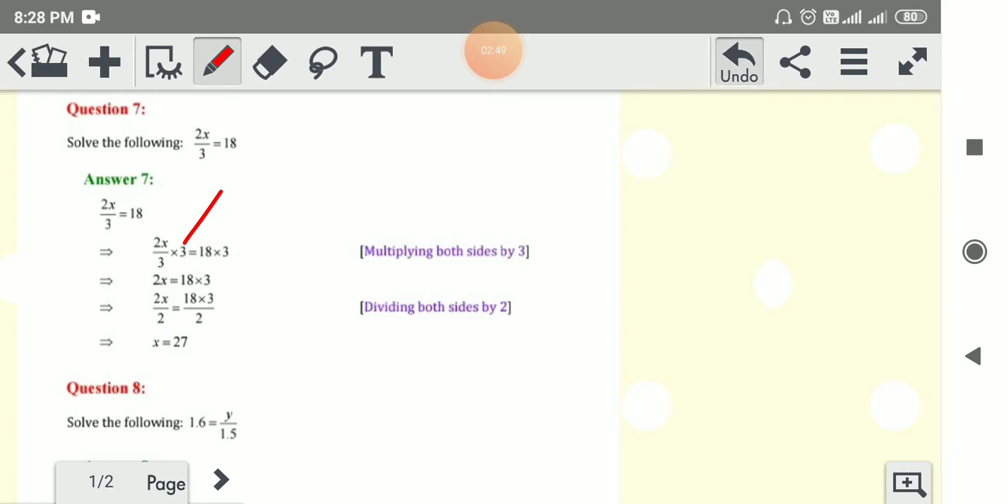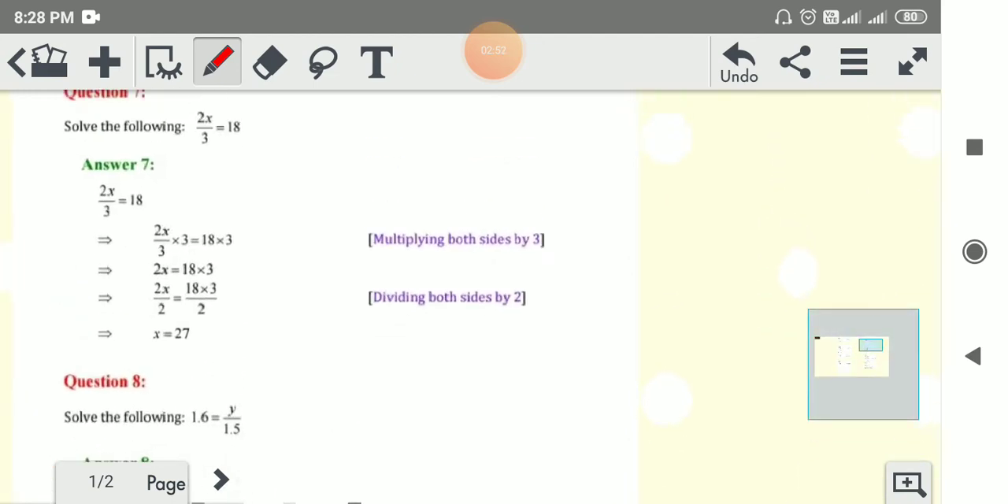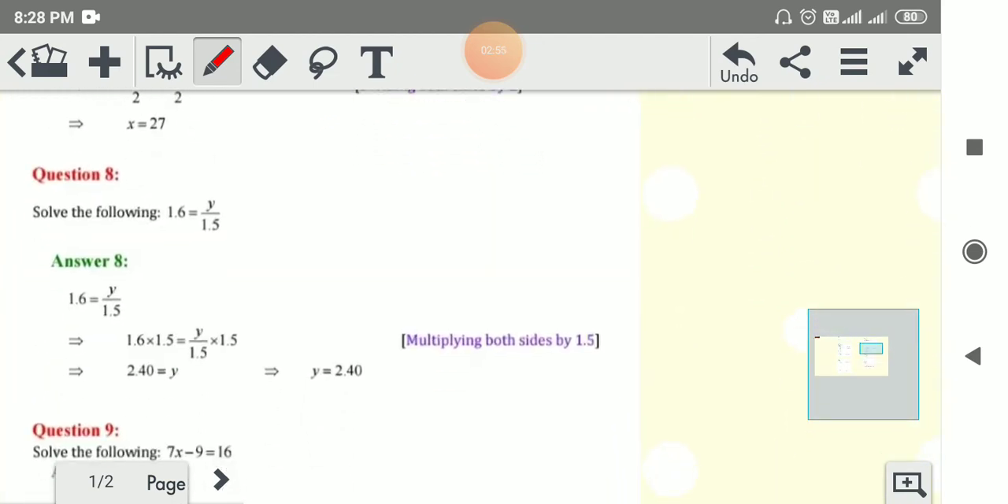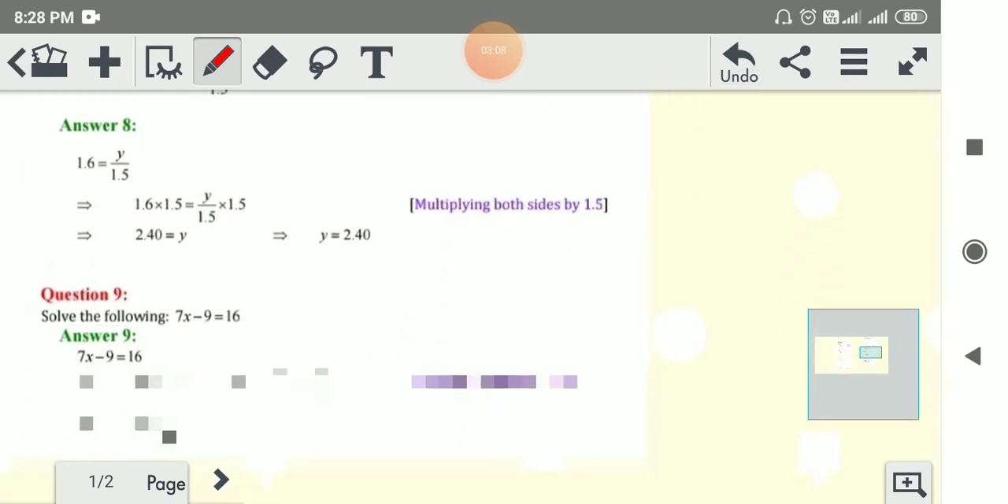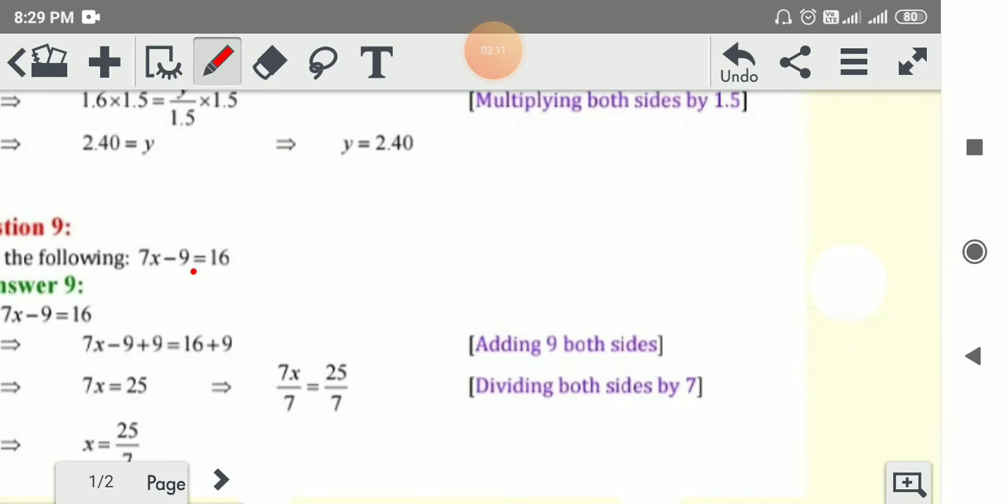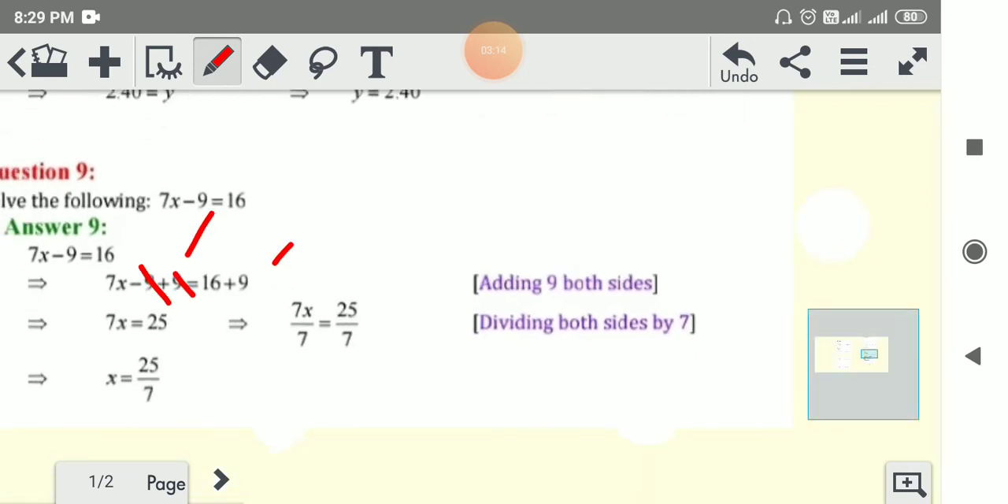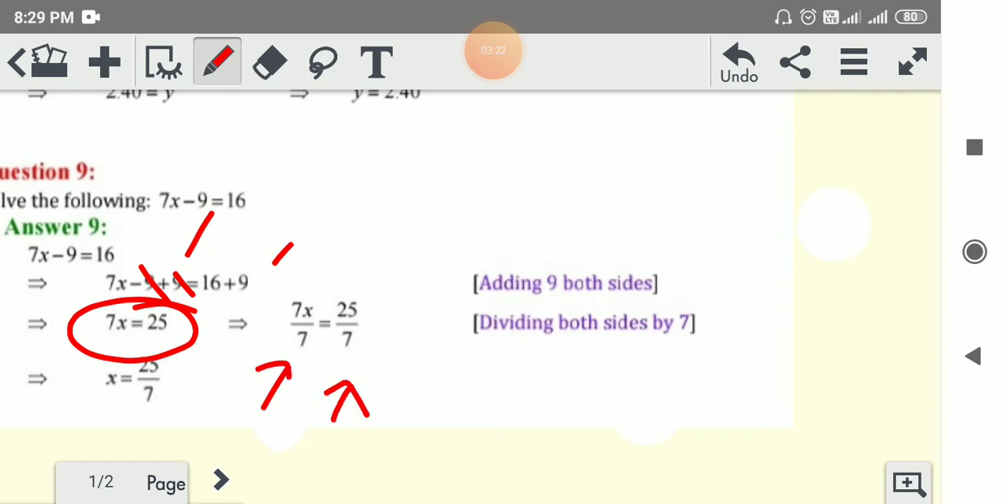Okay. Question number 8. Find the value of y. So firstly we multiply by 1.5 on both sides. So we get the value of y is equal to 2.40. Okay. Now question number 9. Firstly we are adding 9 to both sides. So they will be cancelled, and after that we get this, and again divide by 7 on both sides. So they are cancelled. So the value of x is equal to 25 upon 7. This is question number 9.